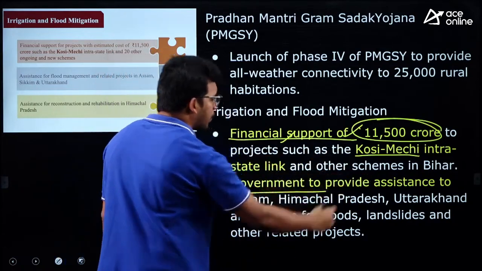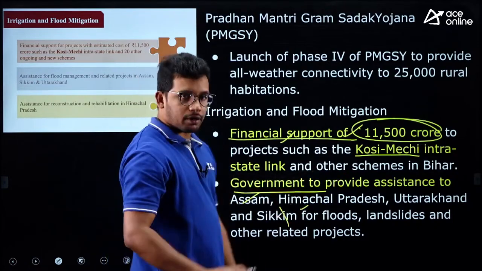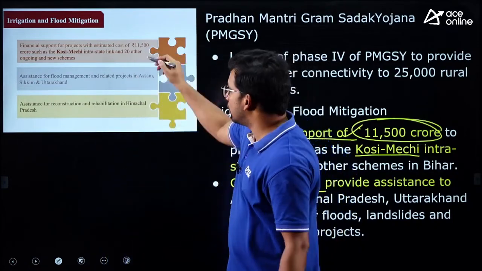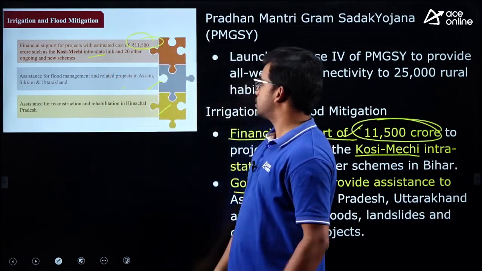Government is also going to provide assistance to various states like Assam, Himachal Pradesh, Uttarakhand, Sikkim for flood management and landslides, right. The same thing was discussed here, fine. So this we have already discussed.